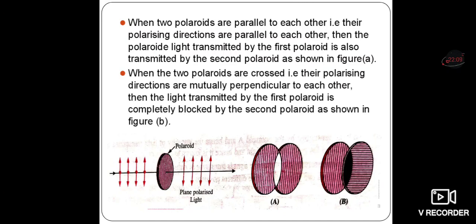Next, in the second diagram, the two polaroids are crossed, that is, their polarizing directions are mutually perpendicular to each other. In figure B, one polaroid is parallel and the other is perpendicular. Then the light transmitted by the first polaroid is completely blocked by the second polaroid, as shown in the figure. Whatever light passes through the first polaroid does not pass through the second, because all the vibrations are stopped here. Therefore, no light is observed in the second case.